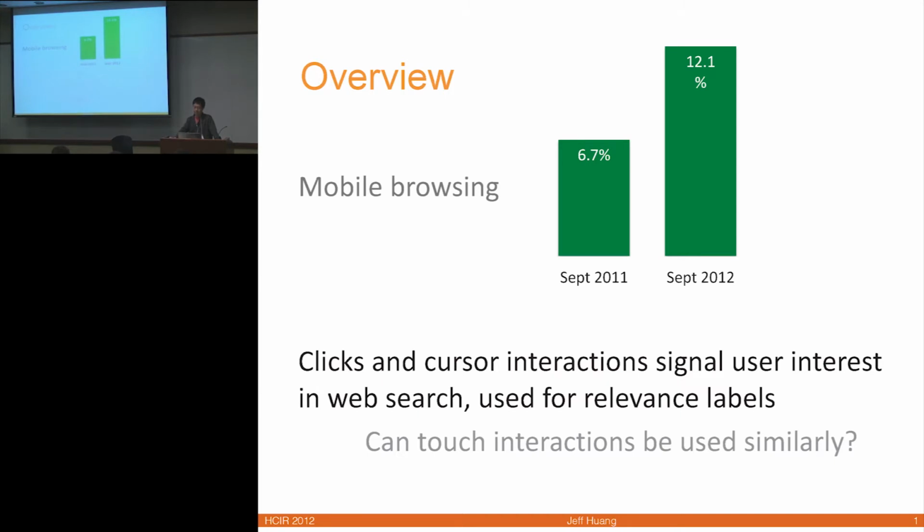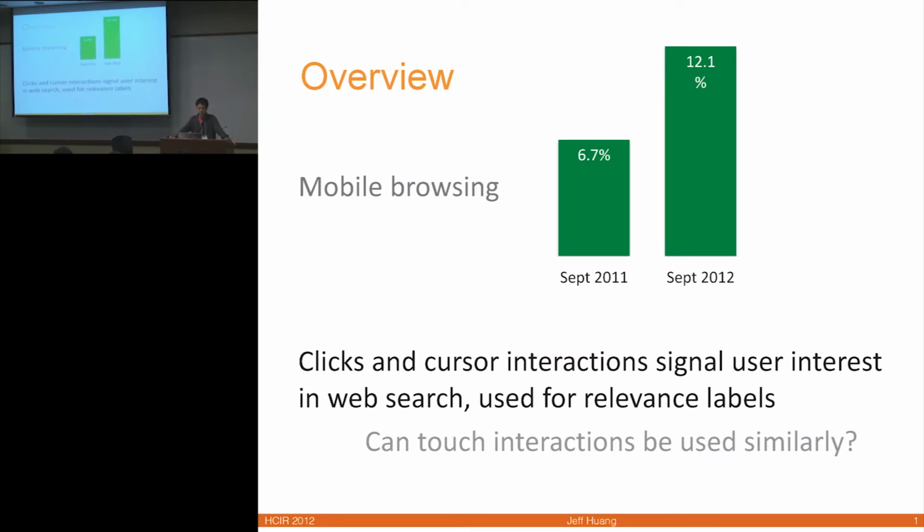Recently, just in September, the amount of web browsing that's done on a mobile device is about 12.1%. This is up from about half of that a year ago. So mobile browsing is growing quite rapidly.